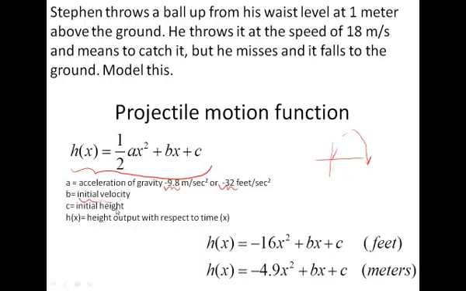Initial velocity, you're going to get that from your problem. Initial height, you're going to get that from your problem. As soon as you know these three factors, you can calculate the exact height and position or displacement of that ball over a certain period of time. So you get height out of this equation.